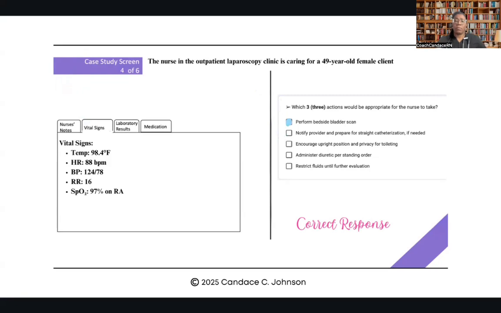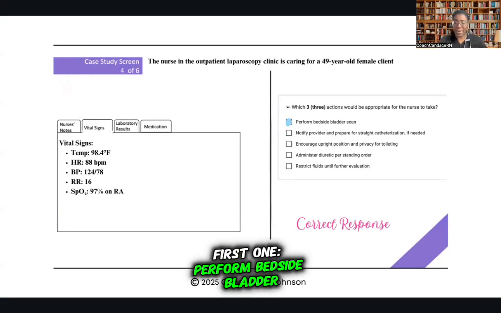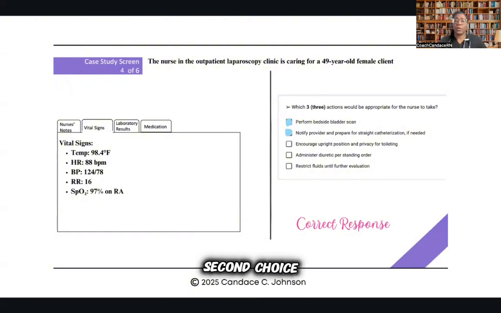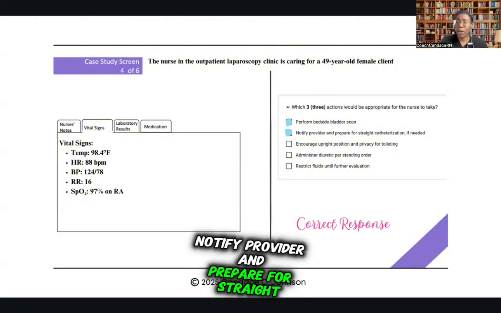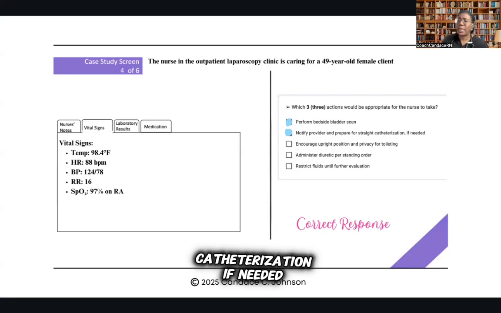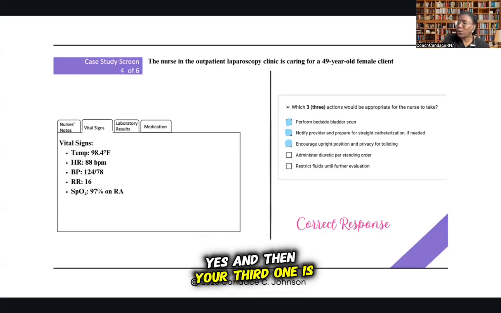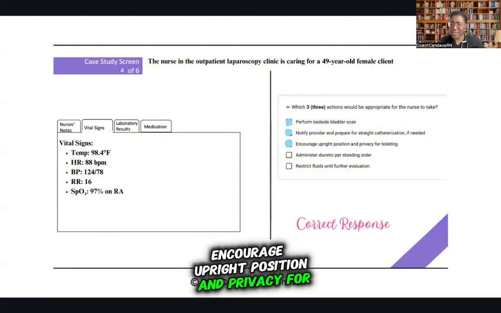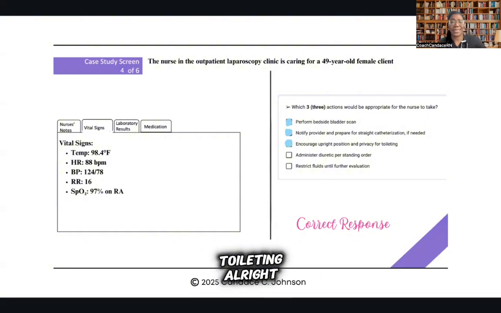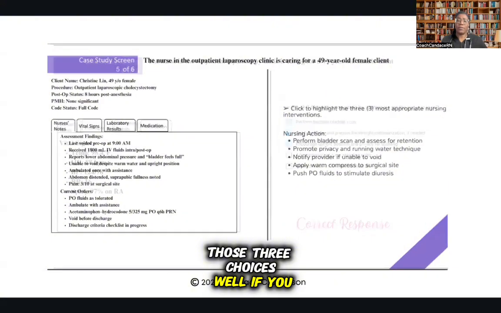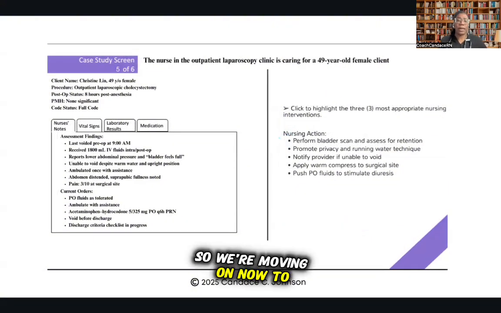All right. First one, perform bedside bladder scan. Absolutely. Makes sense here. All right. Second choice, notify provider and prepare for straight catheterization if needed. All right. There's your second choice. Yes. And then your third one is encourage upright position and privacy for toileting. All right. Did you make that choice? All right. Those three choices. All right. Well, if you did, very good. All right. So we're moving on now to screen 5.